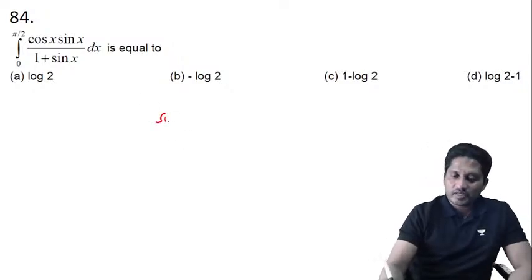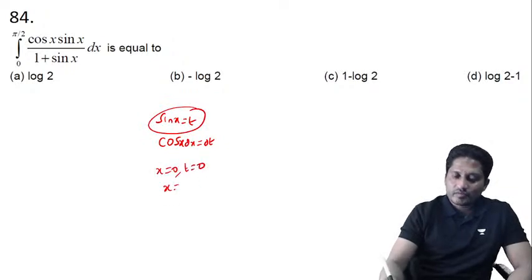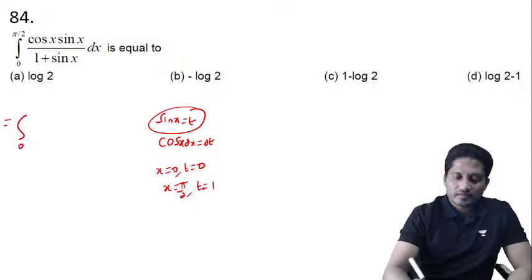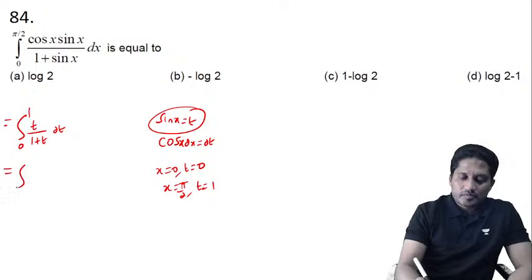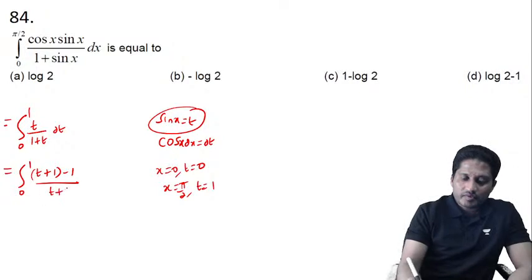I'll put sin x is equal to t. You get cos x dx is equal to dt. Okay, when x is equal to 0, t is equal to 0. When x is equal to pi by 2, t is equal to sin 90, which is 1. So this becomes 0 to 1, t divided by 1 plus t, and cos x dx is equal to dt. This becomes 0 to 1, add 1 and subtract 1, divided by t plus 1 dt. Now I can write this as 0 to 1 t plus 1 by t plus 1 minus 0 to 1 divided by t plus 1 dt.